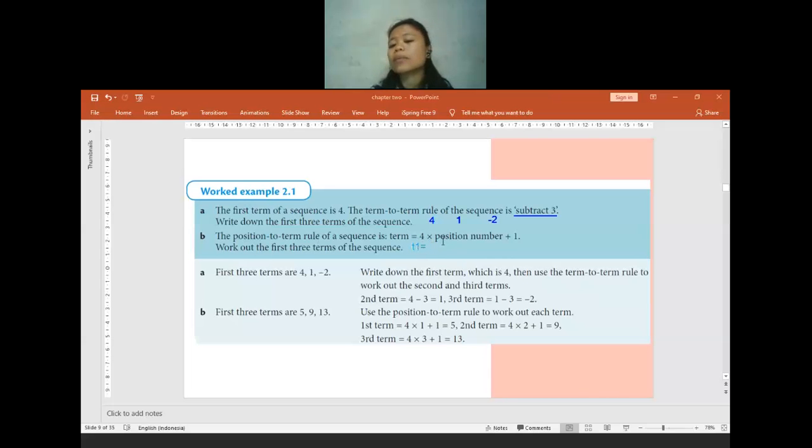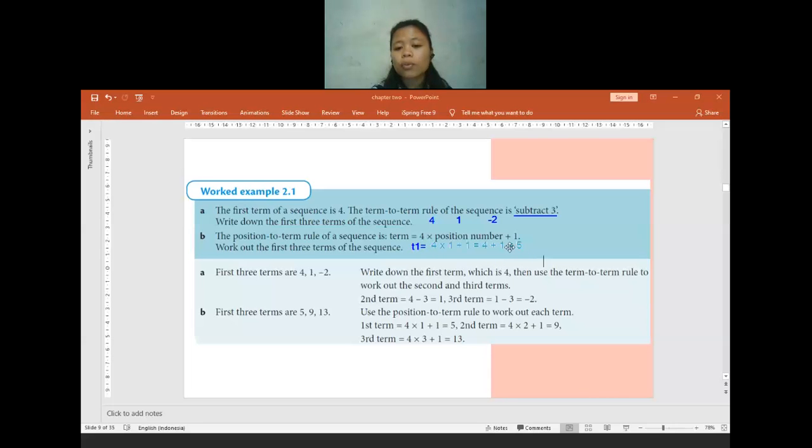We just need to replace the position number into what term we are going to find. Because we are going to find the first term, the position number I will replace with 1, and then I just write 4 times 1 plus 1. 4 times 1 will be equal to 4, and then 4 plus 1 will be equal to 5. That's why the first term will be equal to 5.